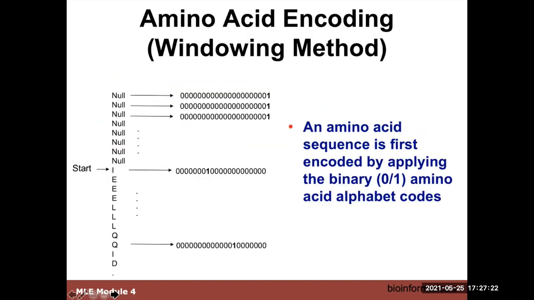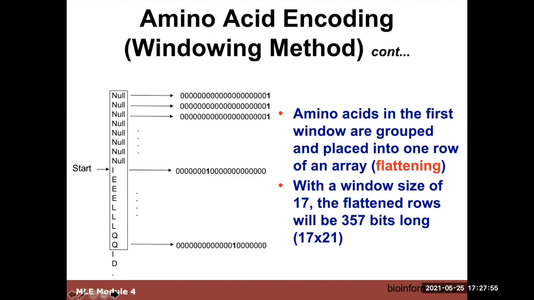So here we're encoding this sequence. The sequence starts with isoleucine, glutamate, glutamate, glutamate, leucine, leucine. We've padded it with a bunch of null characters, which are null amino acids, and we're encoding them as 0, 0, 0, 0, all the way to 1. Isoleucine has the encoding 0, 0, 0, 0, 0, 1, 0, 0, 0. Glutamate has an encoding where there are about 15 zeros and then a one. So this is how we are encoding.